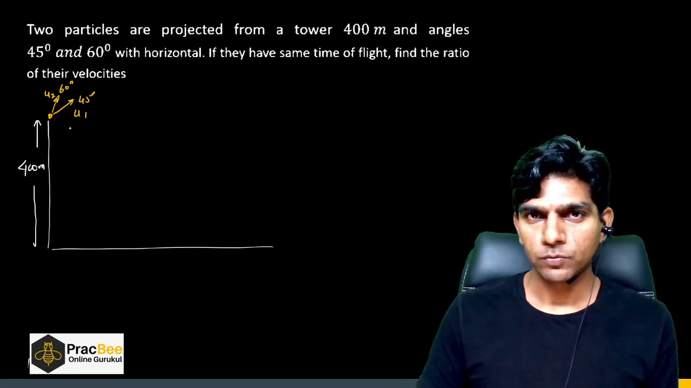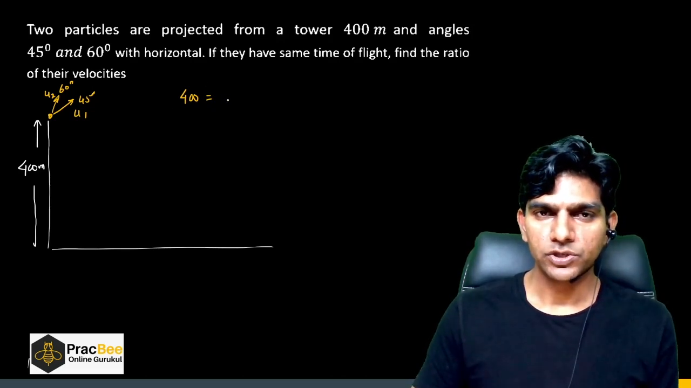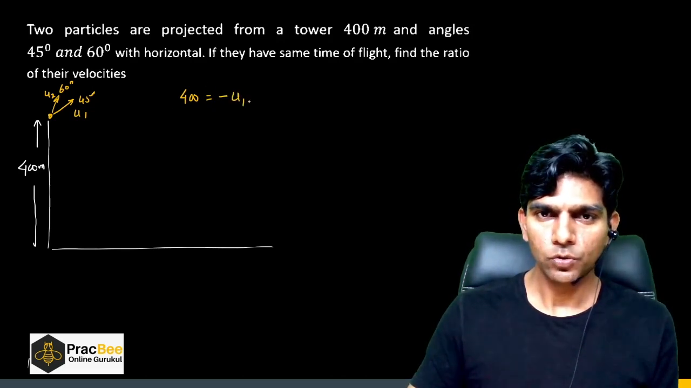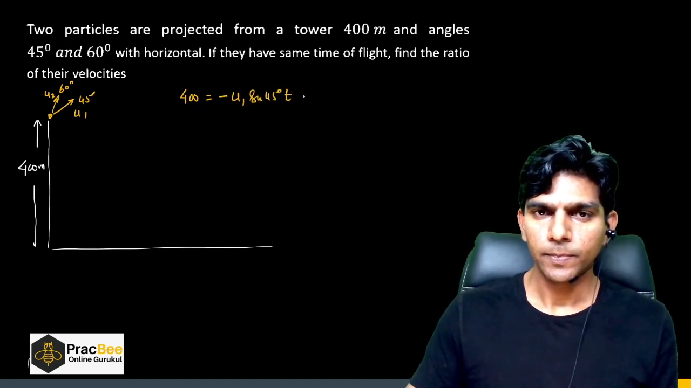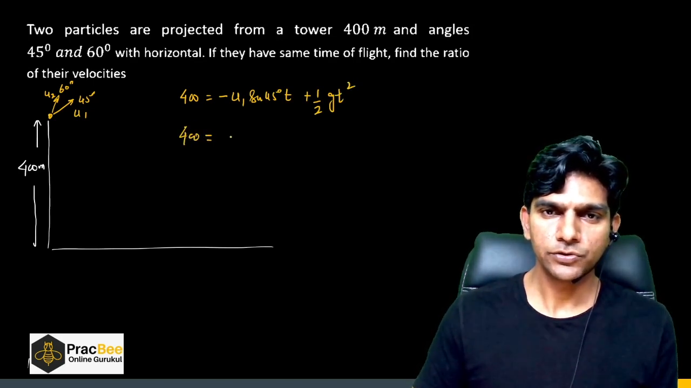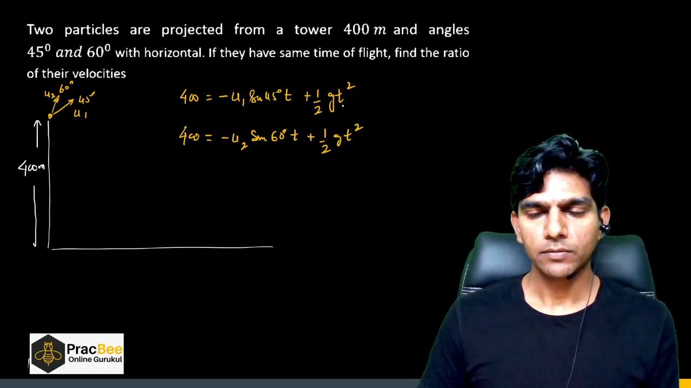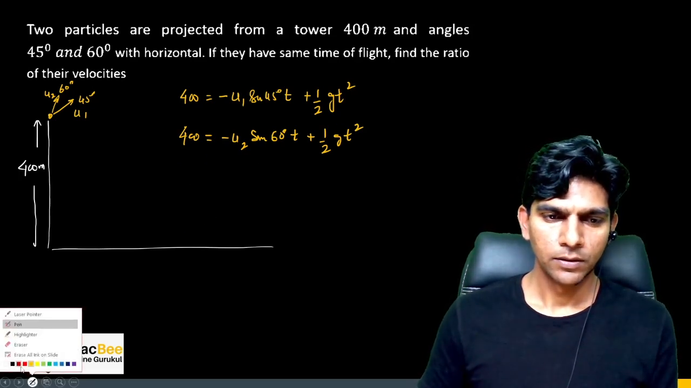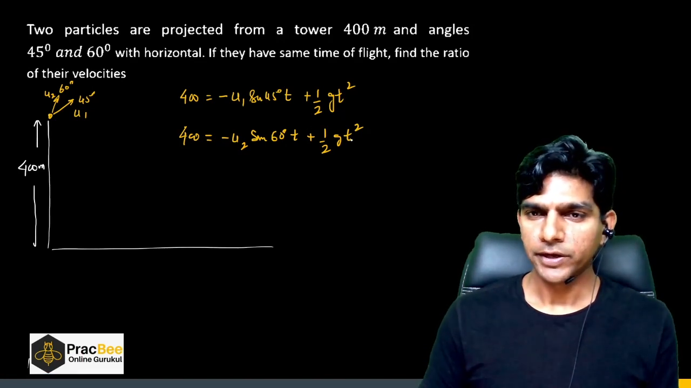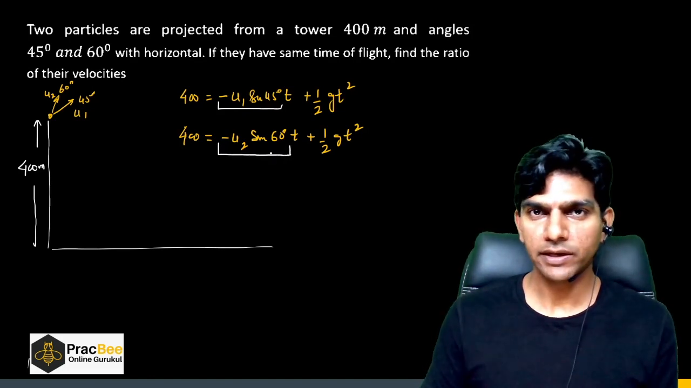Okay, so if I apply equation of motion in the vertical direction, I can say 400 will be equal to, for the first projectile, minus u1 sine 45 degree t plus half g t square, and for the second projectile it will be 400 equals minus u2 sine 60 degree t plus half g t square. So if you compare these two equations, t is same for both the projectiles. So for t to be same, the coefficient of t has to be same, right? Only in that case we'll get the same time.